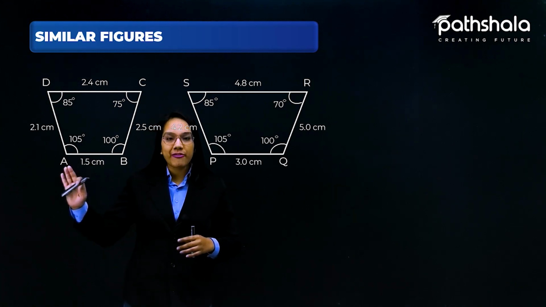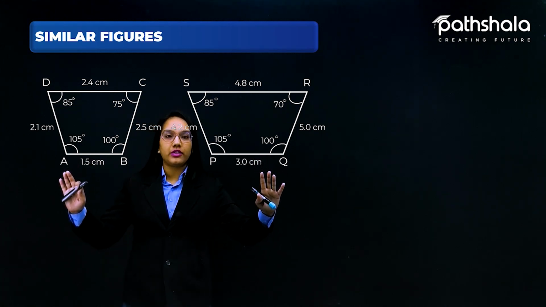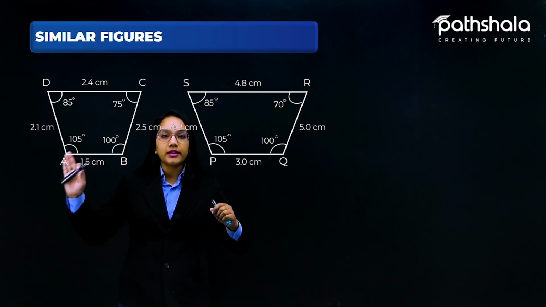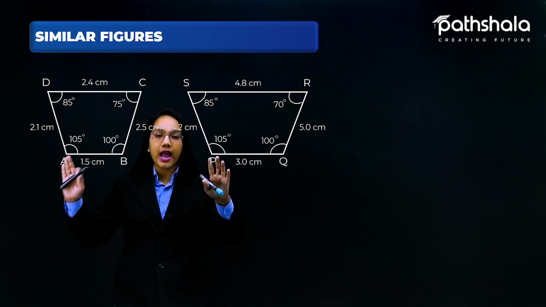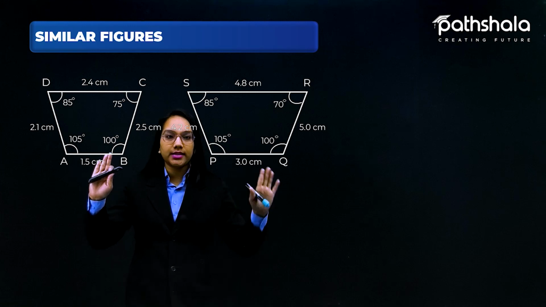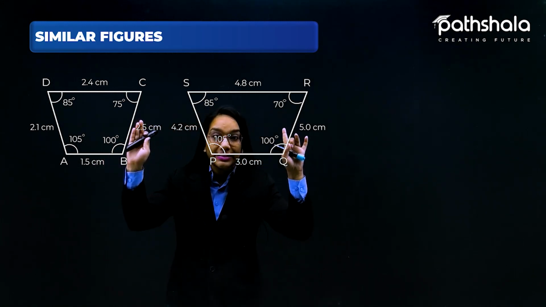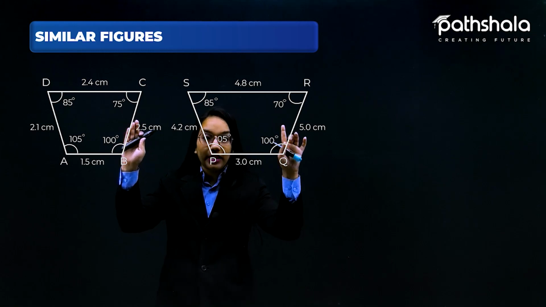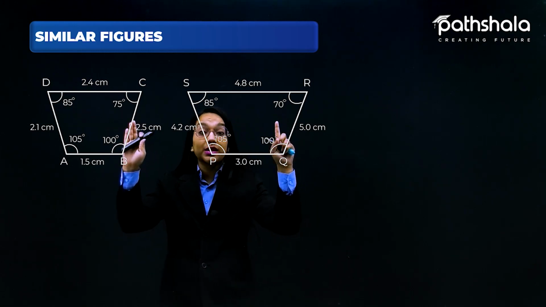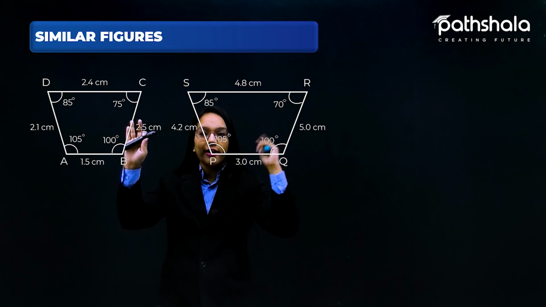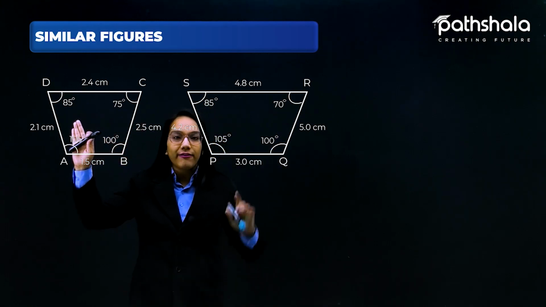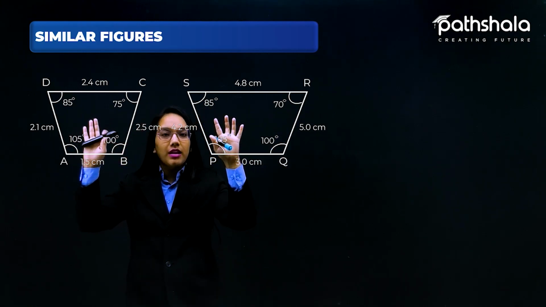Let us suppose this is my first quadrilateral, this is my second quadrilateral. As you can see, this is 105, this is 105, the first angle is equal. This is 100 degree, this is 100 degree, the second angle is also equal. This is 75, this is 70 degree, so this angle is not equal. And further, 85 degree, 85 degree, yes, they are equal.